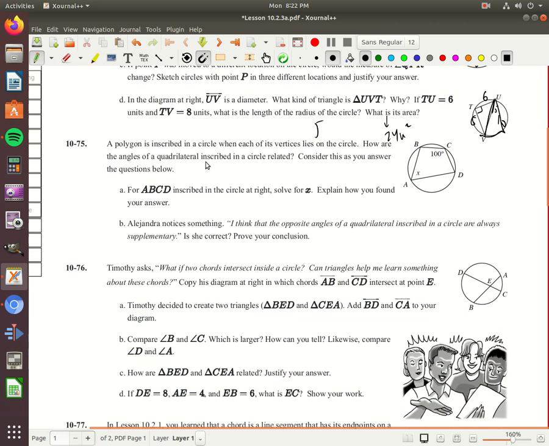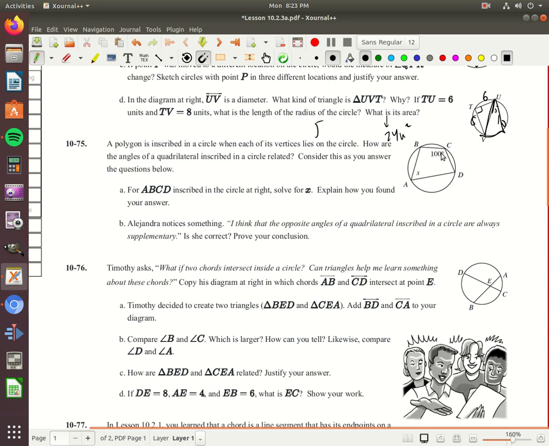10.2.5. A polygon is inscribed in a circle when each of its vertices lies on the circle. How are the angles of a quadrilateral inscribed in a circle related? So consider this as you answer the questions below. So what do these angles have in common? Which is kind of cool. So for ABCD, inscribed in the circle at right, solve for x.